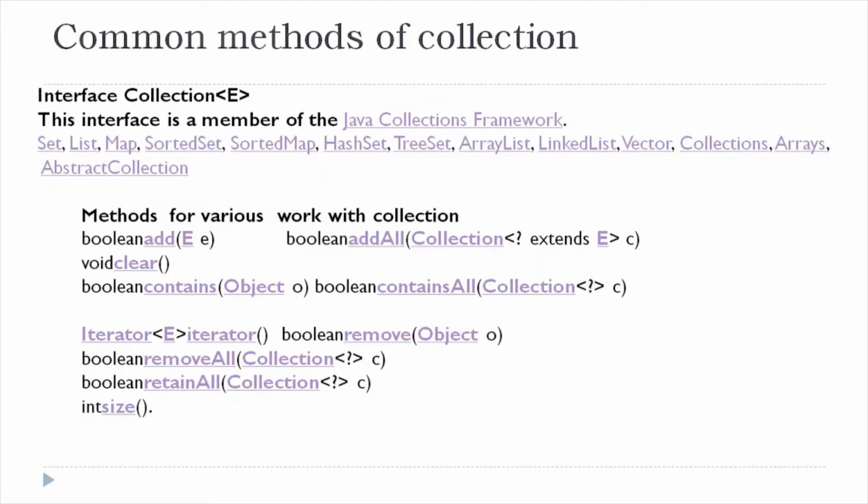These are the common methods provided by a collection. So collection does all that manipulation of elements: add all, contains all, and here it is iterator, and this will remove all, retain all, and this provides a size. So this interface is a member of the Java collection framework, as we just took a glimpse: set, list, map, sorted set, and sorted map, hash set, tree set, array list, linked list, and so on. So this is a collection hierarchy and the common methods provided by the collection interface.